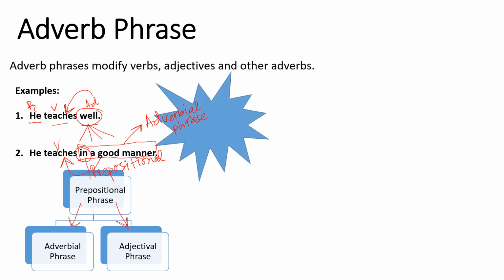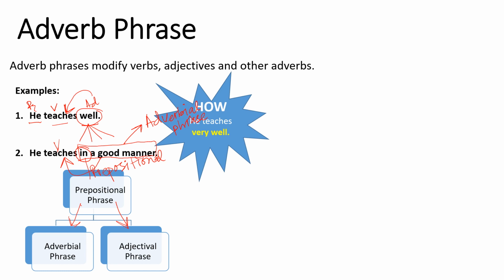Okay ji, one thing more. Adverb phrases may give you an answer of how or where or when or why the action takes place. For example, how the action takes place. The answer of this how would be an adverb phrase or adverbial phrase. Let me give you an example. If I say he teaches very well.